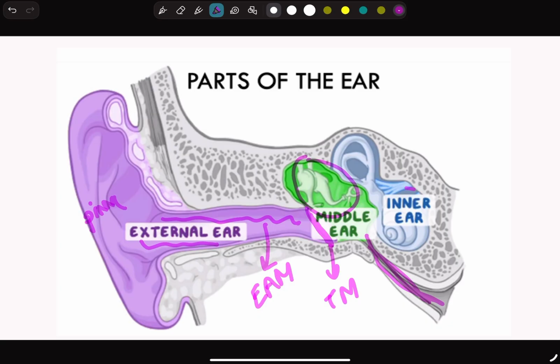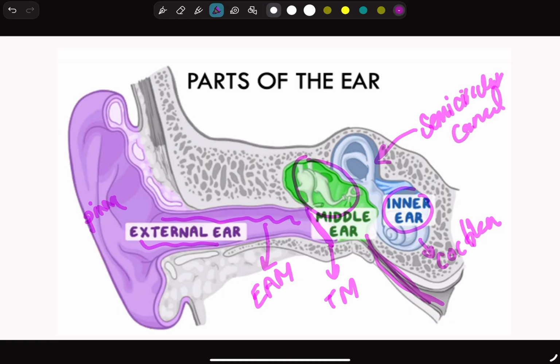And then the inner ear, which has the cochlea and semicircular canal, which are responsible for the balance. So this is the basic anatomy of the ear.